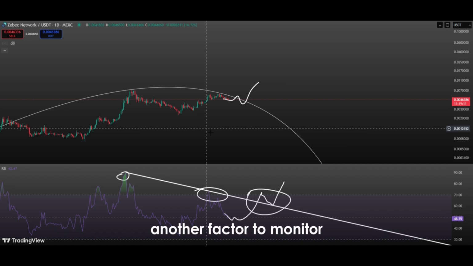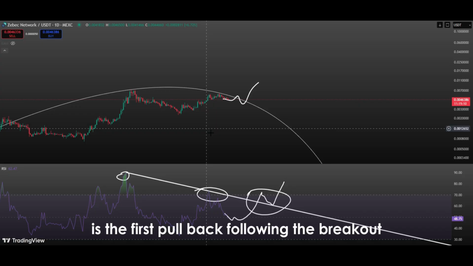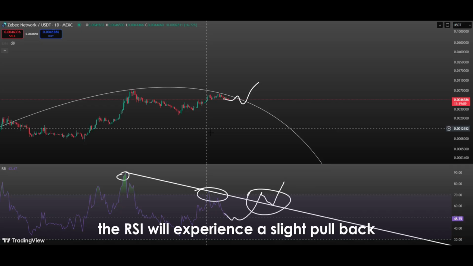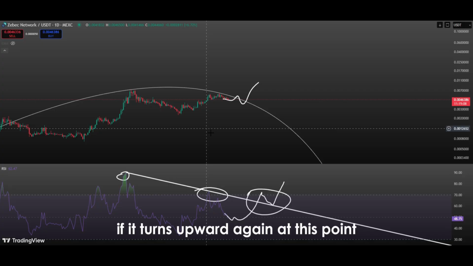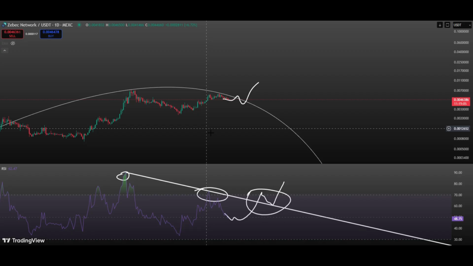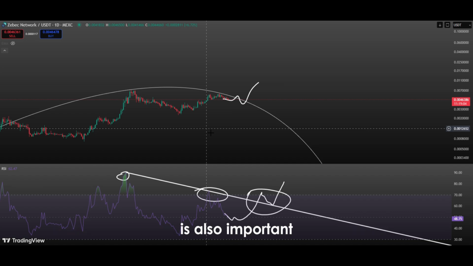Another factor to monitor after a falling trend breakout in the RSI is the first pullback following the breakout. Often, after breaking out, the RSI will experience a slight pullback and approach the broken trend line. If it turns upward again at this point, it confirms that the breakout is valid and the likelihood of a rise increases. This is the RSI version of the classic technical pattern known as a pullback or throwback in the price chart.